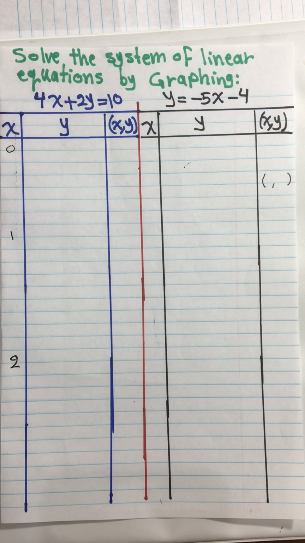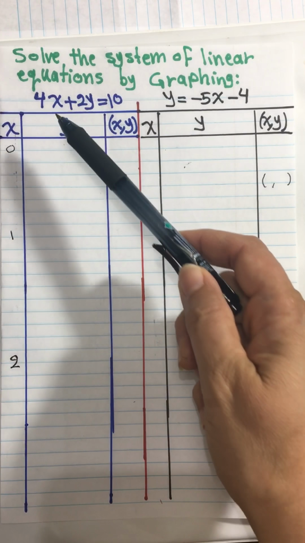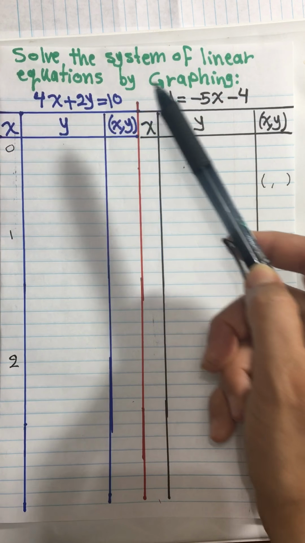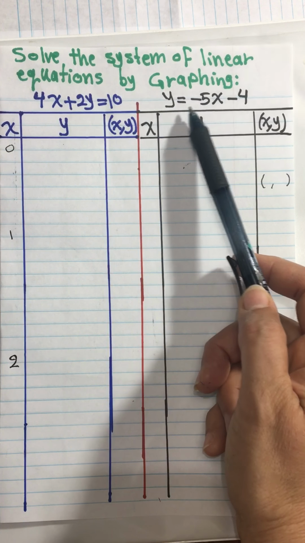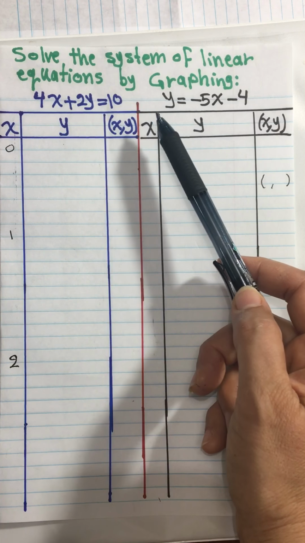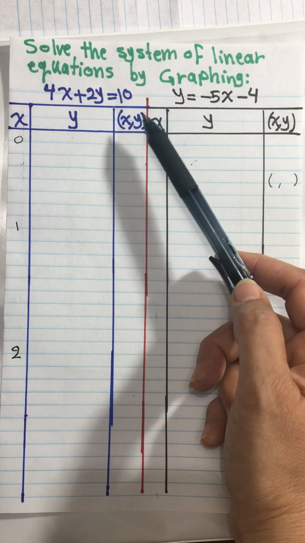Hi guys, today we're going to solve the system of linear equations by graphing. I have these two equations: 4x plus 2y equals 10, the first equation, and the second equation, y equals negative 5x minus 4. I'm going to solve them by graphing.